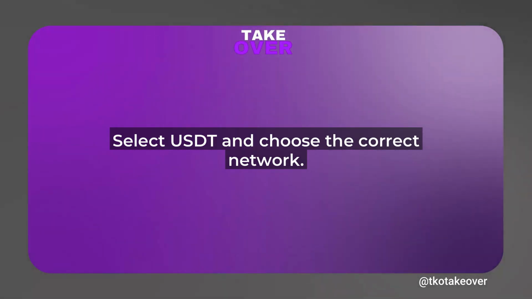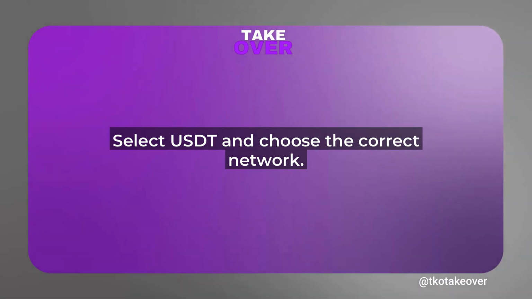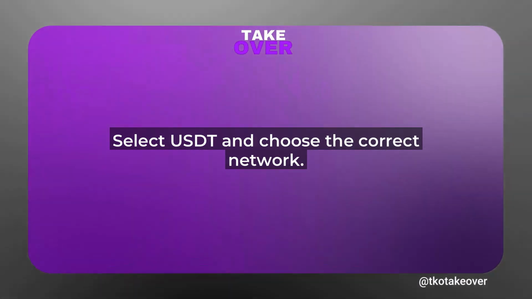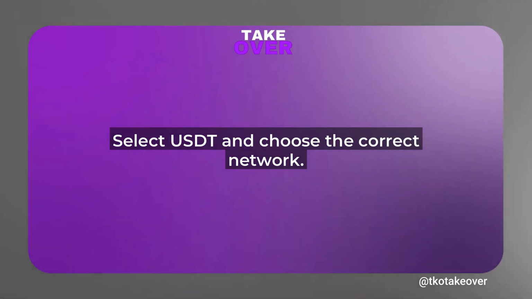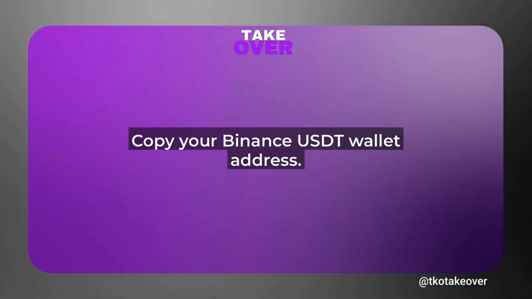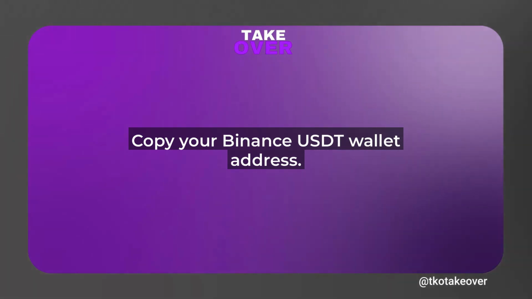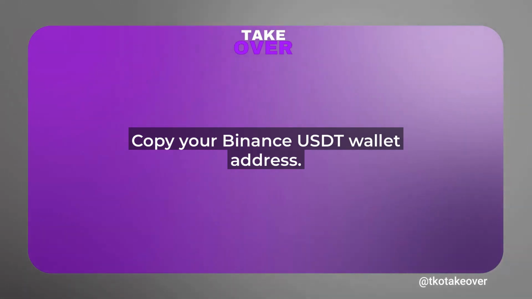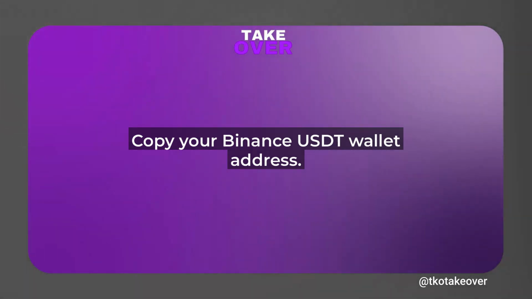Now, copy your Binance wallet address. To get this, log into Binance, head to your wallet, find USDT, and generate or copy the deposit address. Paste this address into the withdrawal form on Exness, and enter the amount you want to transfer. Before you hit confirm, review everything carefully. Wrong addresses can lead to lost funds.